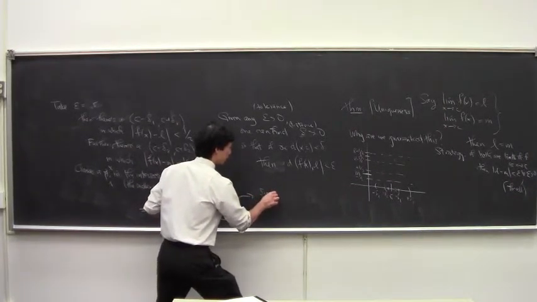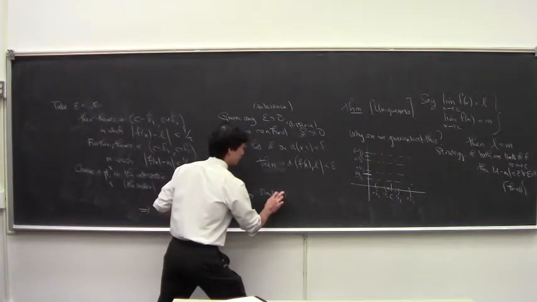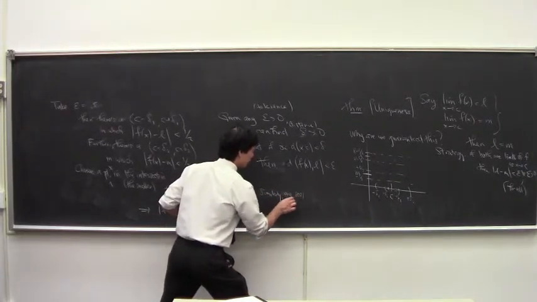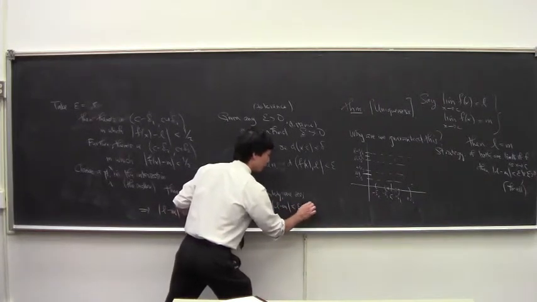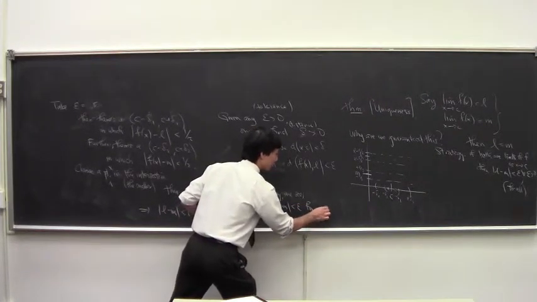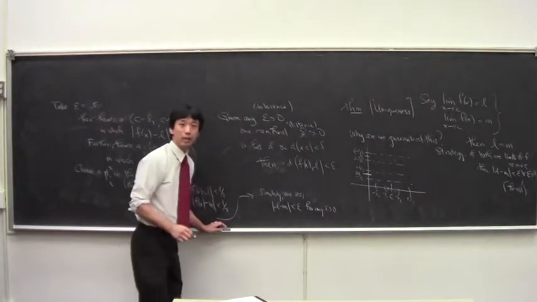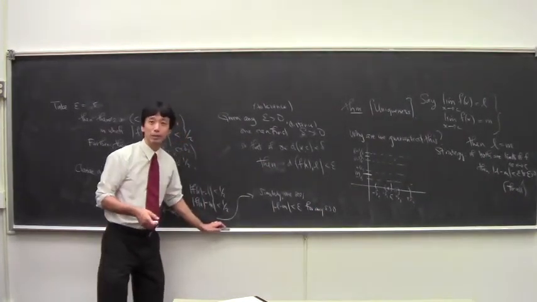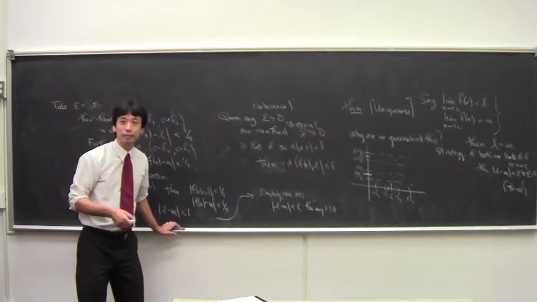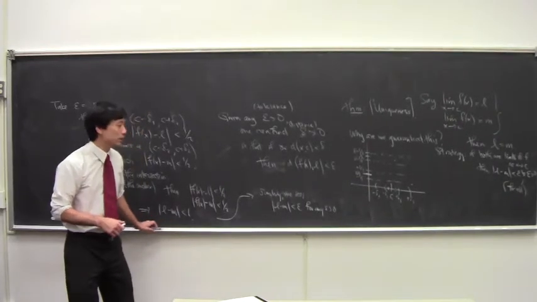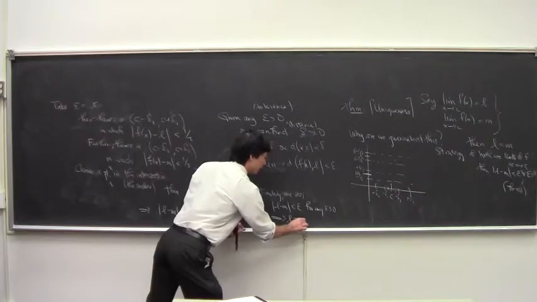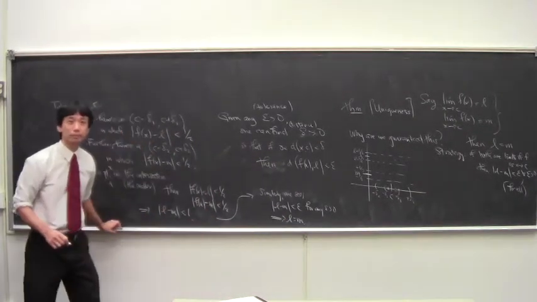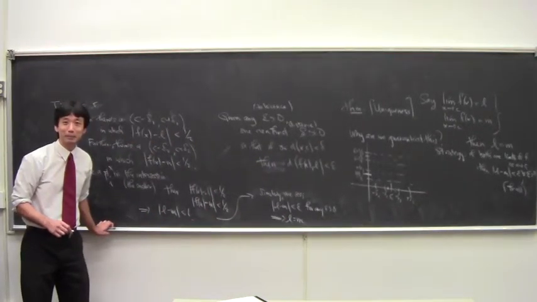Similarly, one sees that the distance of L to M is smaller than epsilon for any epsilon. Okay. And that tells you that they must be the same number. That tells you there could have only been one. Or there can be only one.